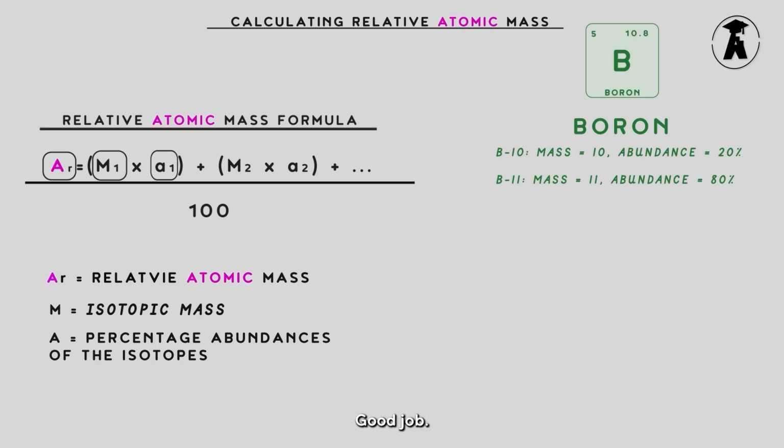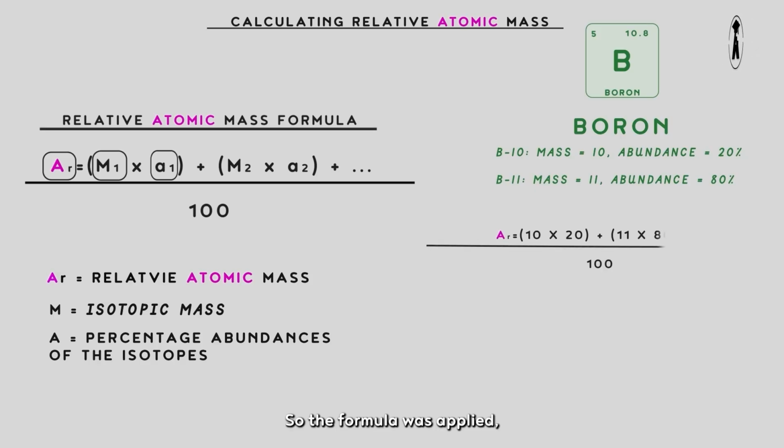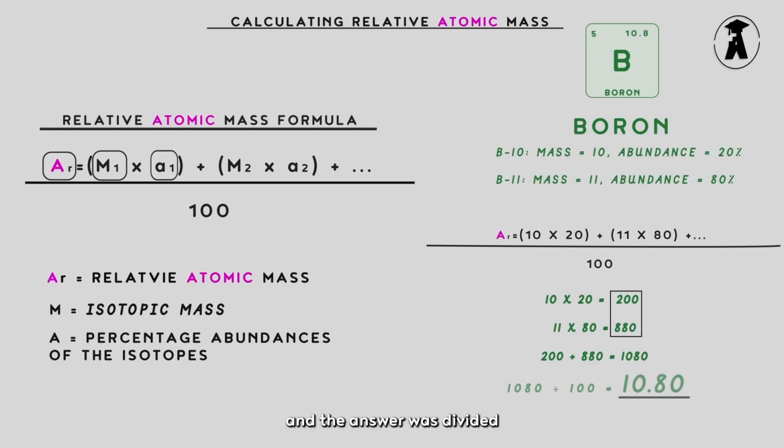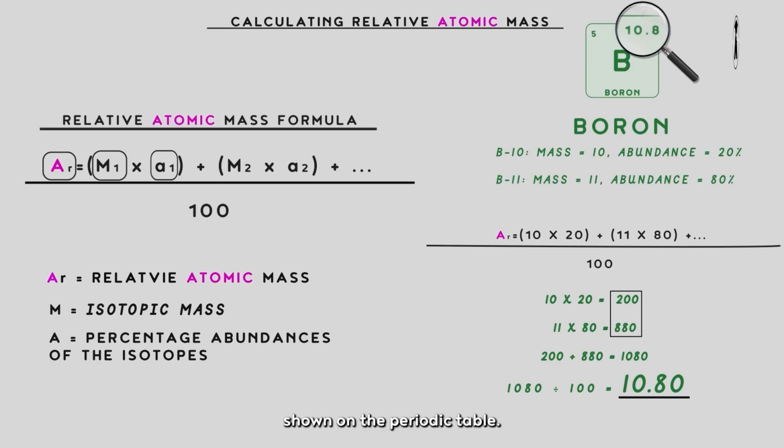Good job! So, the formula was applied, values were multiplied, everything was added together, and the answer was divided by 100 to get the final result. The average atomic mass of boron is 10.8 atomic mass units, which is also the value shown on the periodic table.